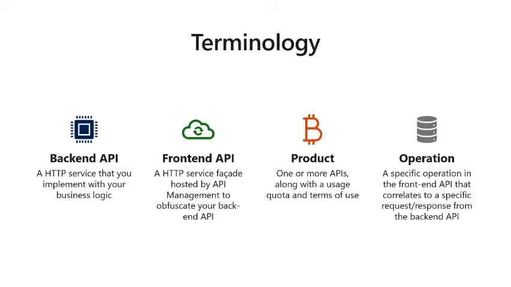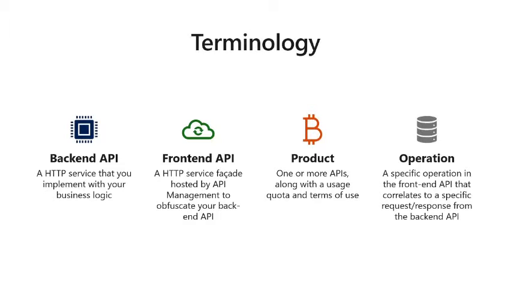So front-end is an HTTP service facade hosted by API management to obfuscate your backend API. Then API management product. A product contains one or more APIs as well as users, quota, and terms of use. You can include several APIs and offer them to developers through the developer portal.